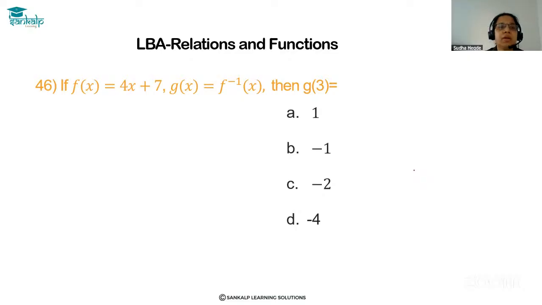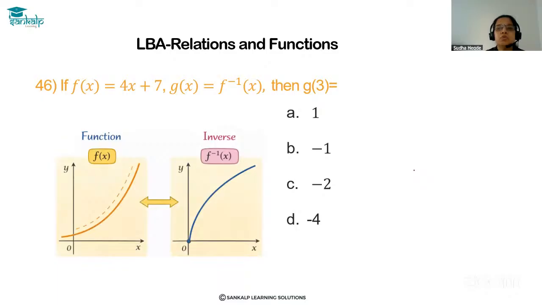Hi everyone. The question is, if f of x is equal to 4x plus 7, g of x is equal to f inverse x, then you need to find g of 3. To find g of 3, first of all, what is g of x? G of x is f inverse x. Find f inverse x with the usual procedure. Then put x is equal to 3. Then you will get g of 3.